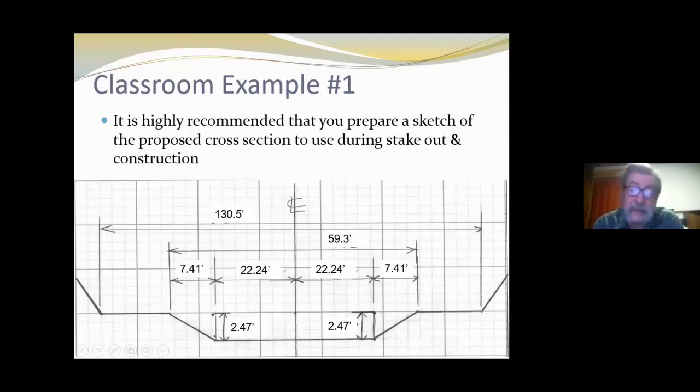And here's what that looks like, again, sketched out. Our example, there's our depth, and there's our bankfull width. And so you add these numbers up and you get your bankfull width of nearly 60 feet, and there's the floodplain width. So again, pretty straightforward.